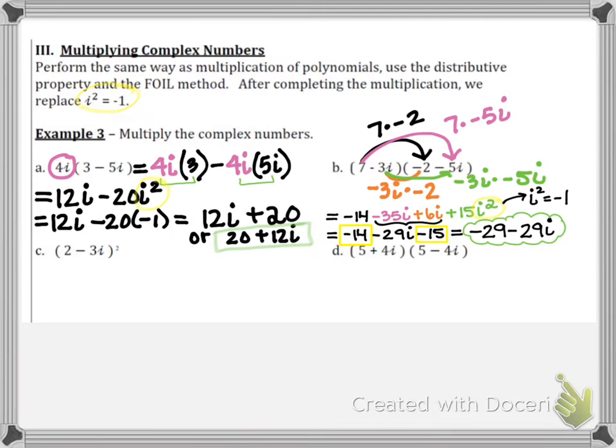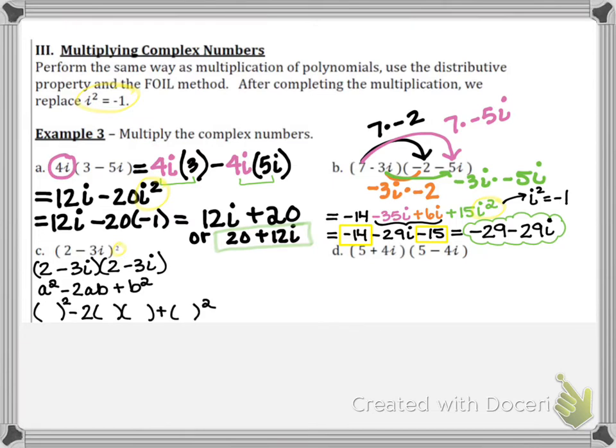Let's take a look at part C. The binomial 2 minus 3i is being squared. So remember, it's a good habit to write it twice, and then use your pattern for squaring a binomial. So the pattern in this case, since it's a difference, is going to be a squared minus 2ab plus b squared. So let's identify our value for a and identify our value for b. But first I'm going to write the skeleton, and then I'm going to insert my values for a and my values for b. So my value for a is 2.